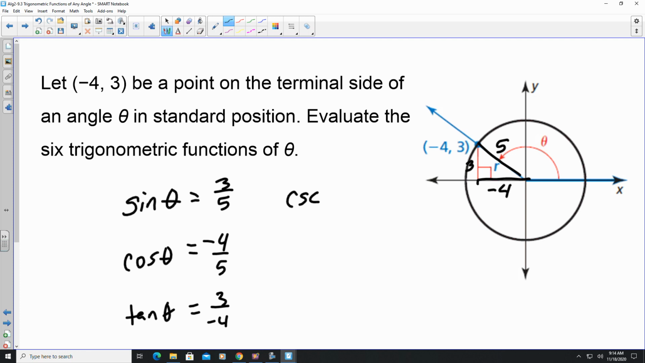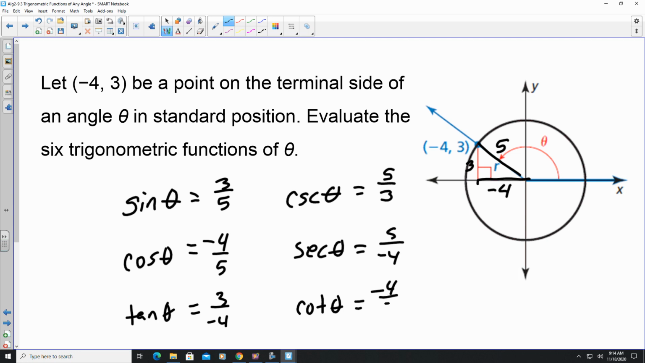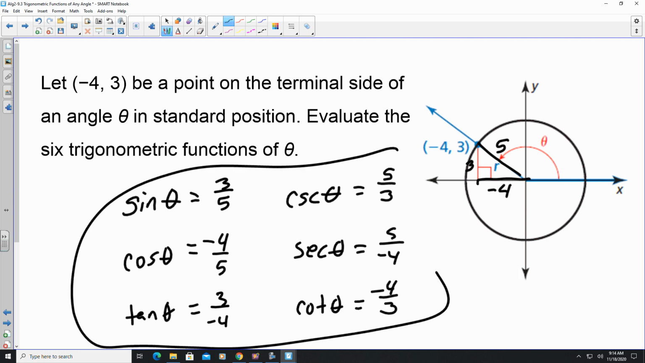So cosecant of theta, secant of theta, and cotangent of theta are just going to be the reciprocals of their respective sine, cosine, tangent. So this is going to be 5 over 3. This is going to be 5 over negative 4. And this is going to be negative 4 over 3. And those are the six trig functions for that angle in standard position.